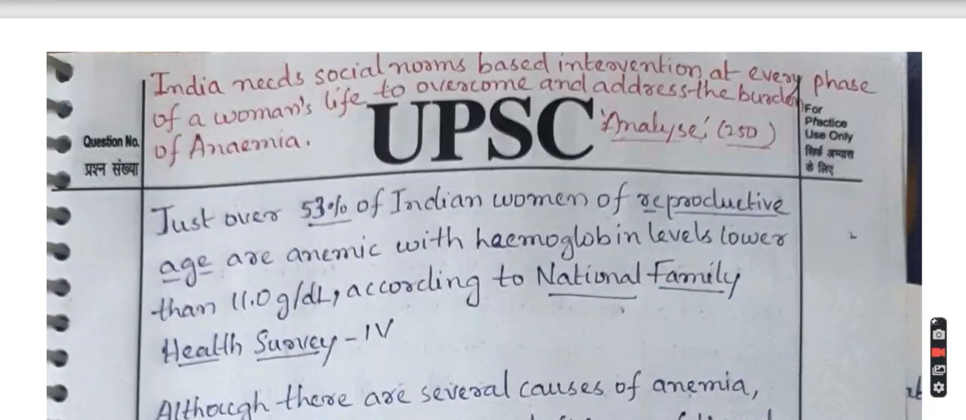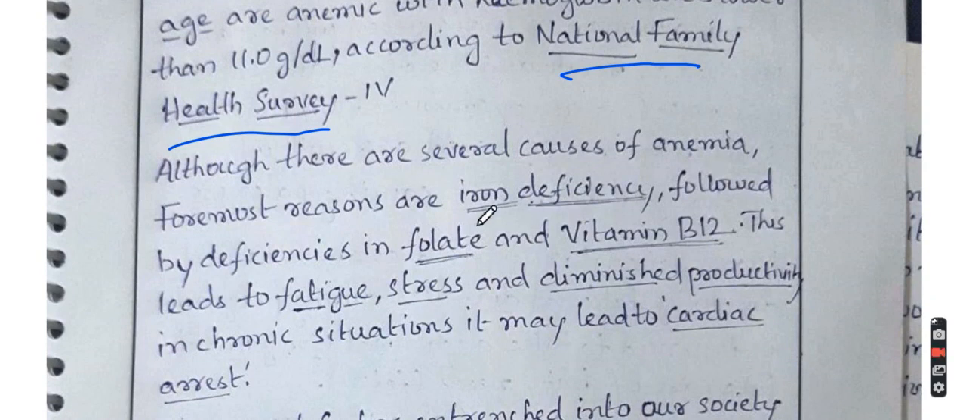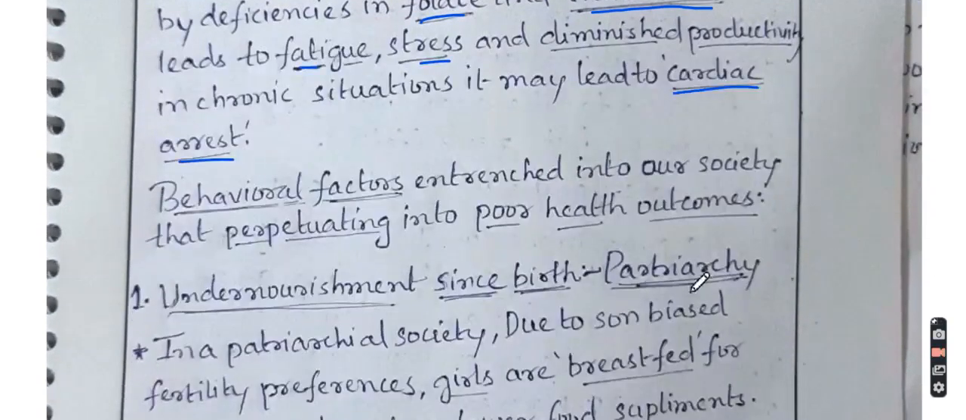So before going to the conclusion, let's just look at the answer, how we are presenting. As we said, we exactly presented the data of the National Family Health Survey to begin with, and then brought a linking paragraph where we can enter the body smoothly. Spoke about iron deficiencies, linkage with folate and vitamin B12, which may lead to fatigue, stress, and some may result in serious conditions like cardiac arrest as well. Then we jumped into the body, and we smoothly ensured our transition to the body is good.